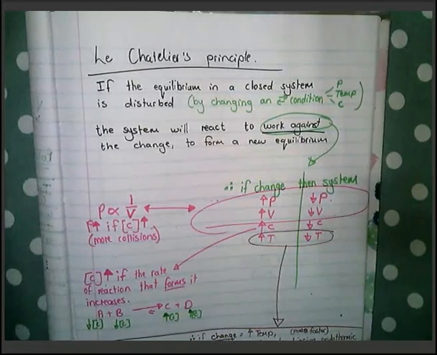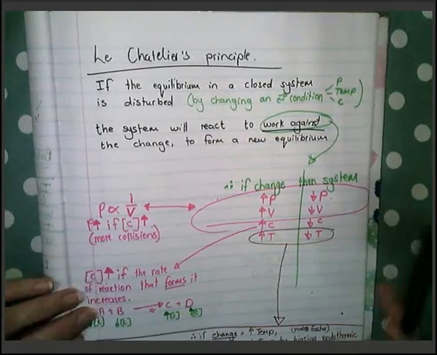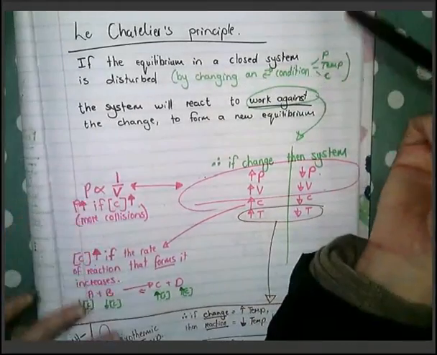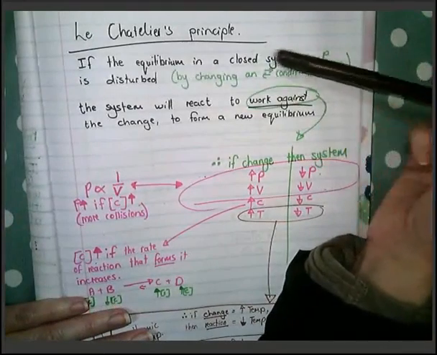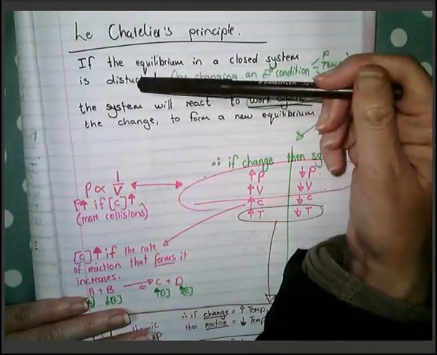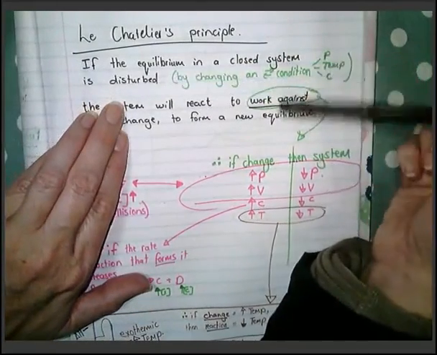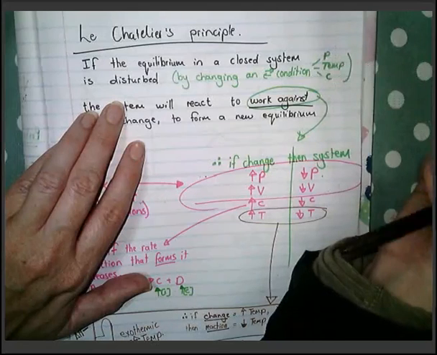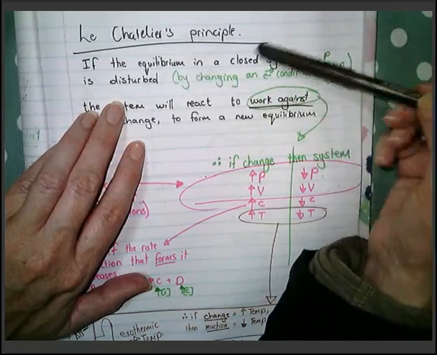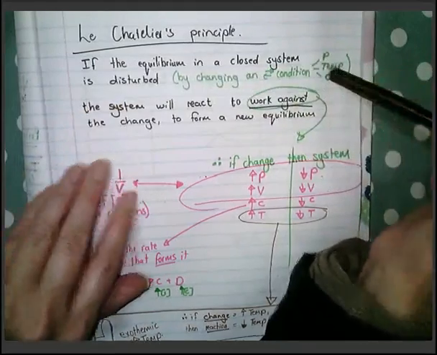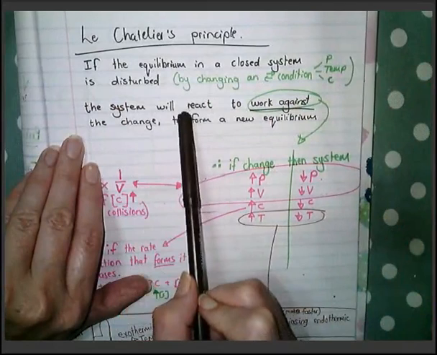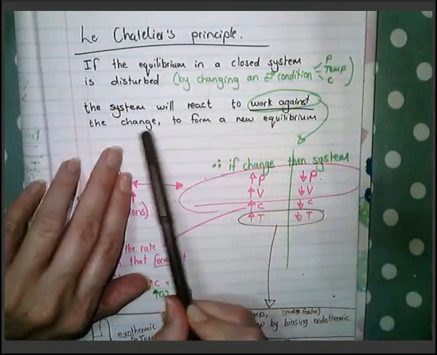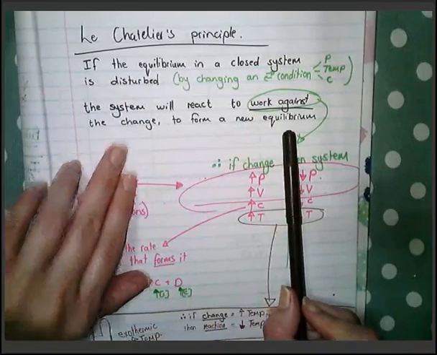So the next concept we need to do is Le Chatelier's principle. Now Le Chatelier's principle states that if the equilibrium in a closed system is disturbed, and how you disturb that is you change one of the equilibrium conditions, so you change the pressure, you change the temperature, you change the concentration, then the system will react. How will it react? It will work against the change and eventually form a new equilibrium.